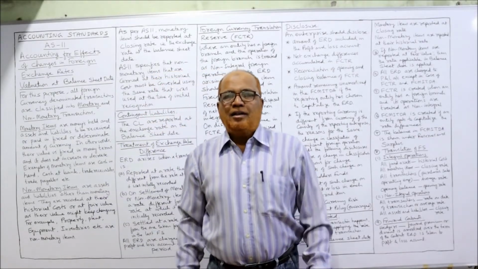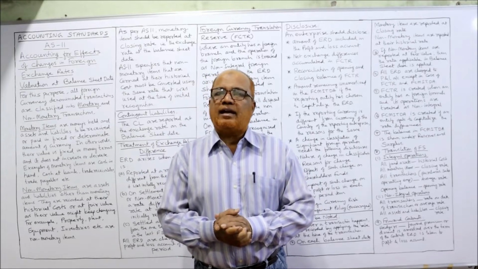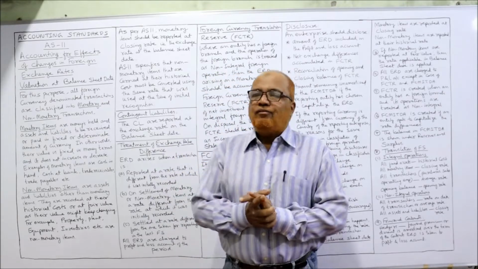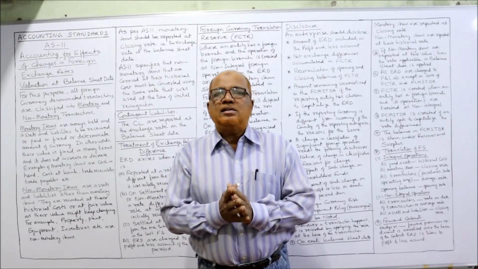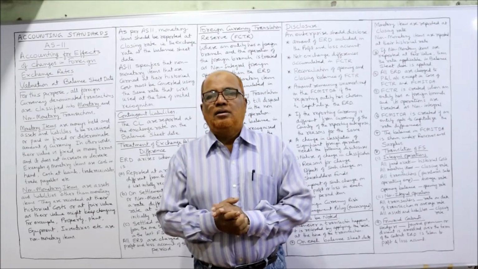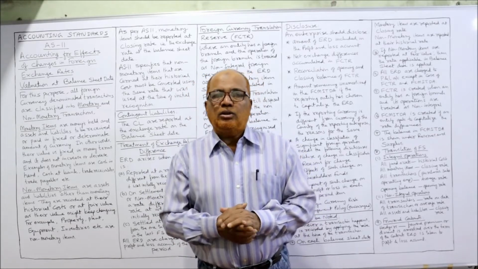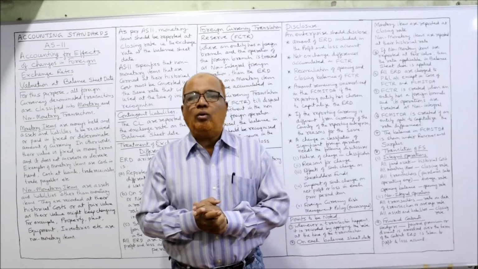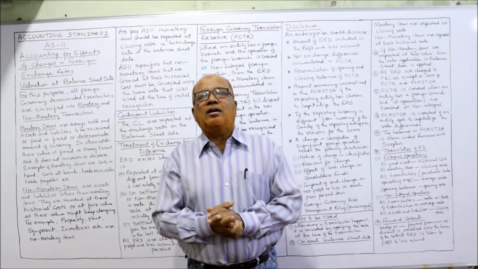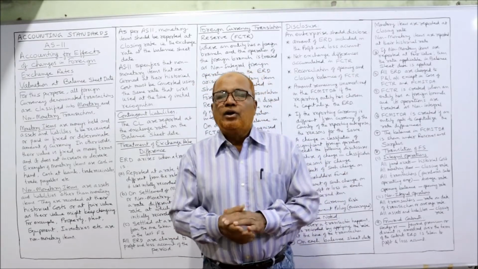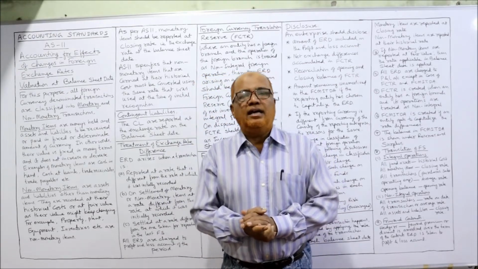I'm Hasham Ali Khan. This video is the continuation of the last video on AS11, Accounting Standard 11, on accounting for effects of changes in foreign exchange rates. Many organizations have foreign transactions, so they have to convert the foreign currency into the reporting currency. The rules regarding how to convert foreign currency into home currency or reporting currency are contained in AS11. Last video I explained the introduction of this accounting standard.